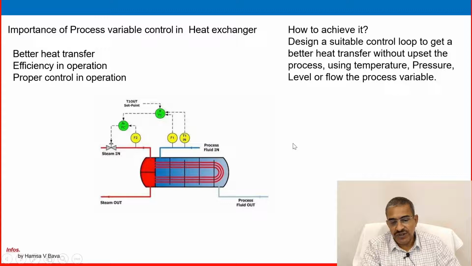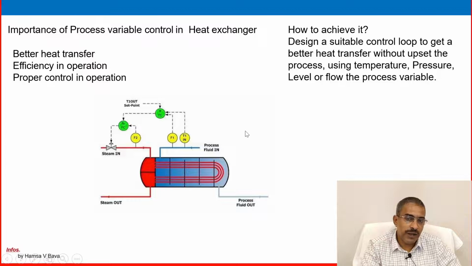How to achieve it? Design a suitable control loop to get better heat transfer without upsetting the process, using temperature, pressure, level or flow as the process variable. Any of these 4 process variables is controlled in such a way as to maintain better heat transfer, efficiency in operation, and proper control in operation.